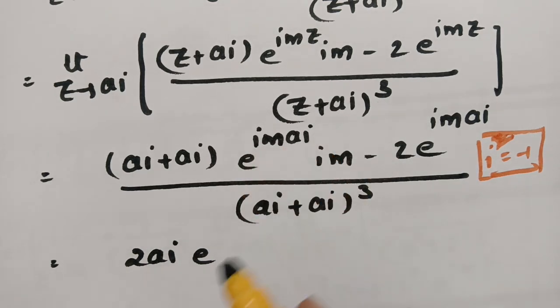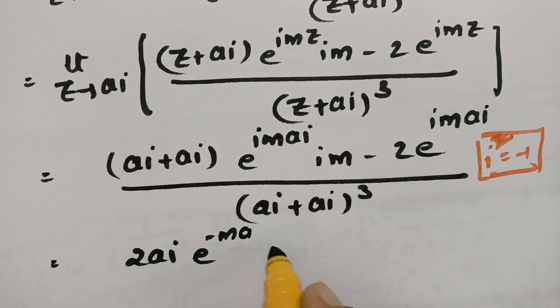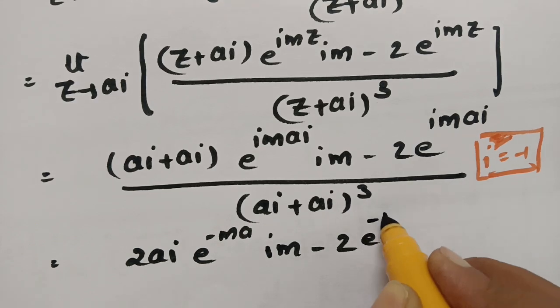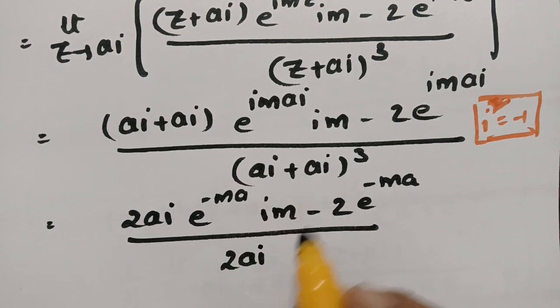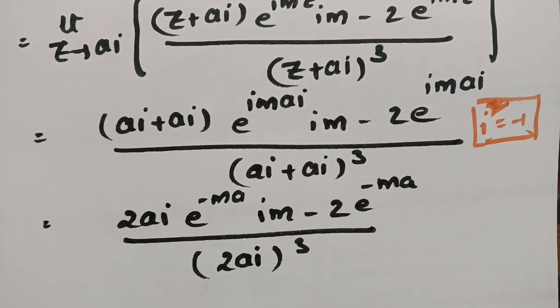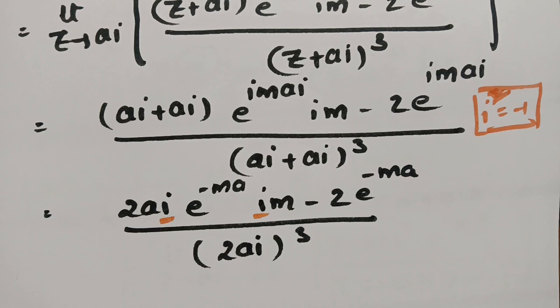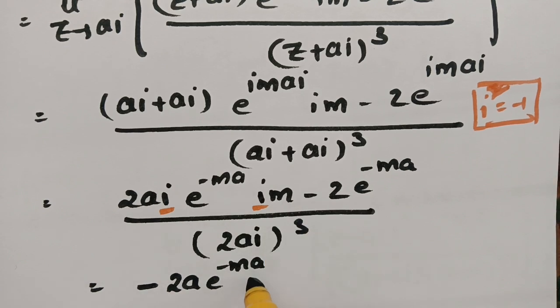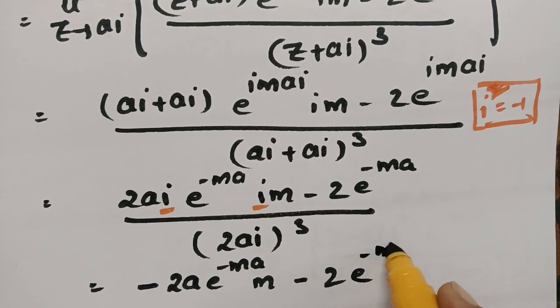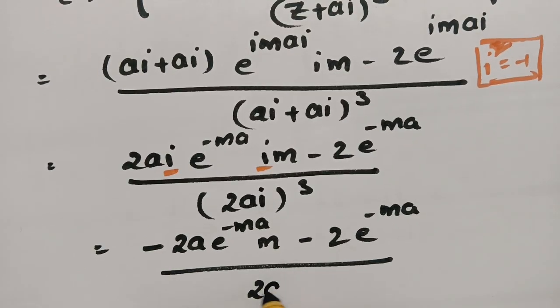So if I keep i square as minus 1, this will be minus m, this is im minus 2 times of again i square, that is e power minus ma by 2ai whole cube. So here i square, see clearly, this one is i and this one is i square, whose value will be minus 1 again. So this can be written as minus 2a i square, this is minus, and e power minus ma, and here what remains is m left, minus 2 times e power minus ma by 2ai whole cube.